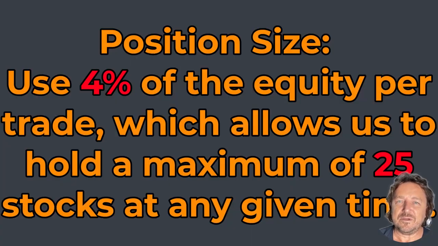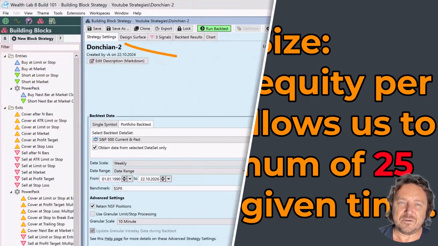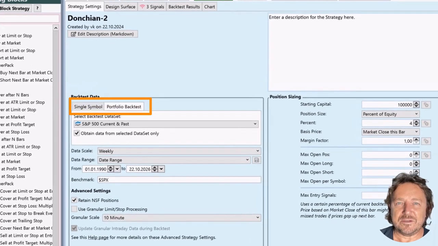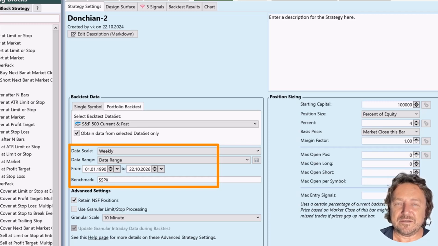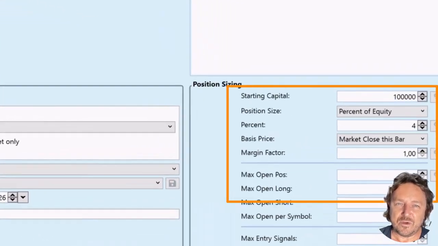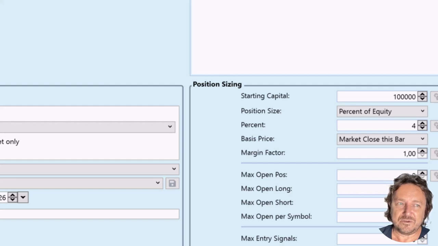What is our money management? We use 4% of the equity per trade, which allows us to hold a maximum of 25 stocks at any given time. Here's where you configure your strategy settings. First, choose whether to backtest a single symbol or a portfolio. Next, select your data scheme, set the date range, and choose a benchmark. On the right, specify the position sizing or money management rule you want to apply. As I mentioned earlier, we invest 4% of our equity, only 25 possible open positions.